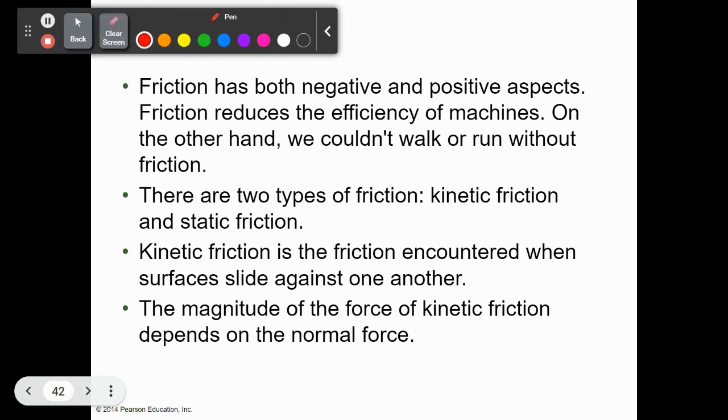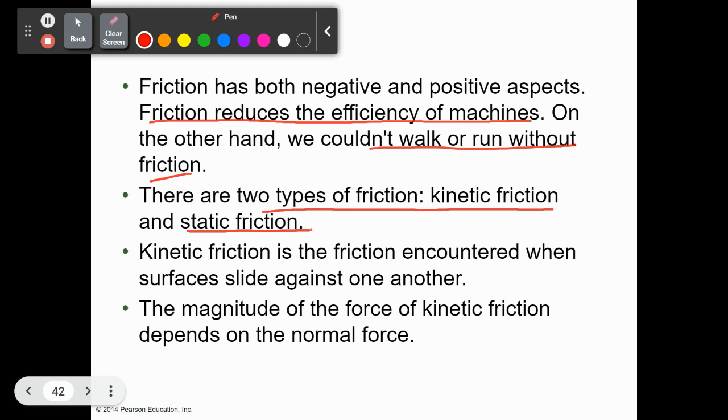So friction has both negative and positive aspects. We talked a little bit about that before. Friction reduces the efficiency of a machine. That's a bad thing. But without it, you wouldn't be able to walk. That's a good thing. There are two kinds of friction that we're going to talk about. We're going to talk specifically about kinetic friction today, and then tomorrow we'll finish up with static friction.